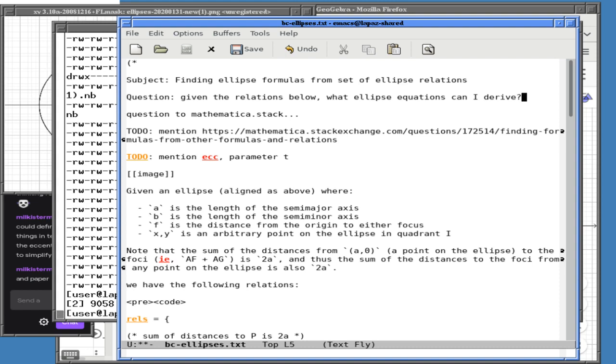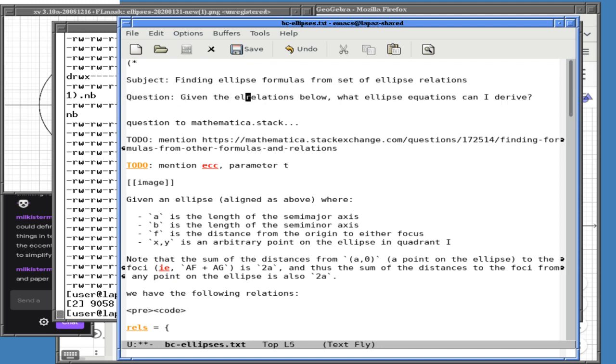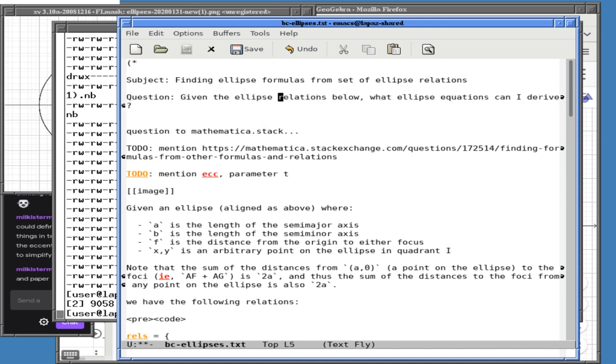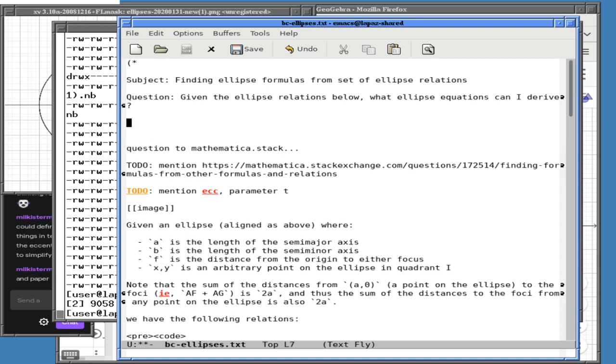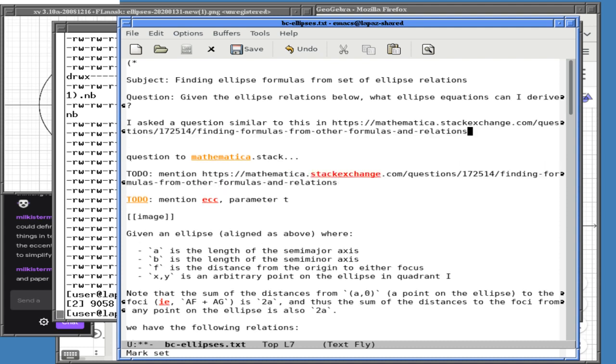And that's not a full question because it actually requires the given ellipse relations, what ellipse equations can I derive? I asked a question similar to this in, so I'm going to own this. But this is a bit more, a bit wider spread.